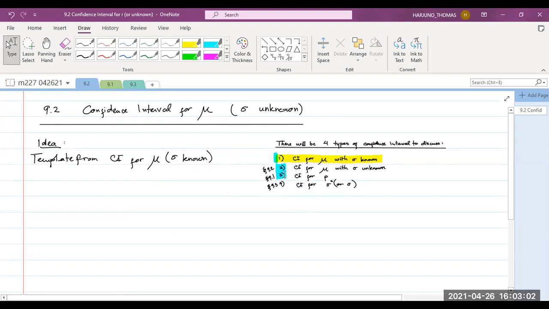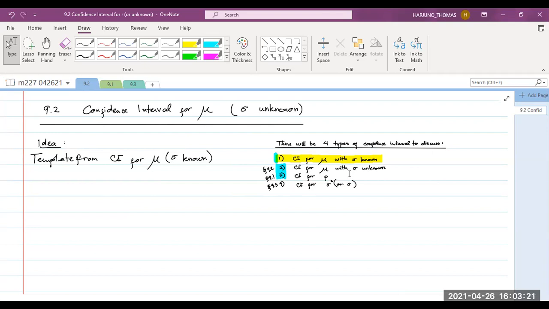Okay, so today we will do the second part, confidence interval for mu with sigma unknown, that's 9.2. And then after that, confidence interval for p, that's 9.1. And in the last hour, we'll cover confidence interval for sigma squared, which is 9.3.